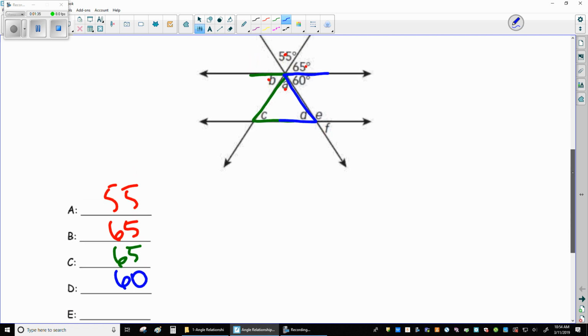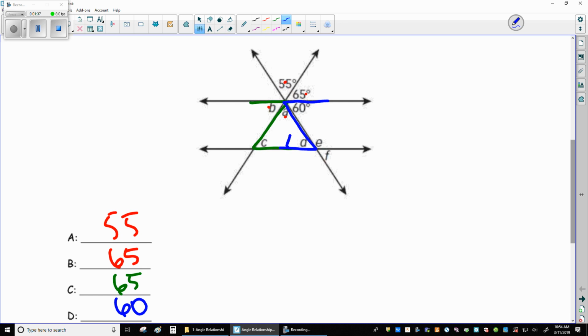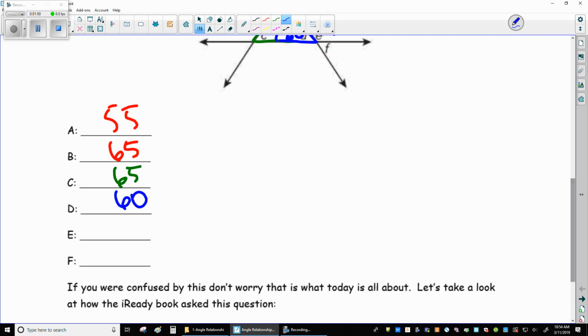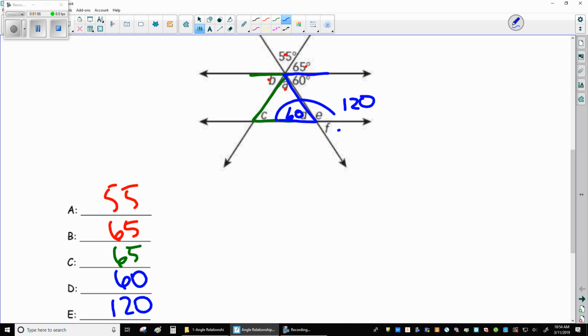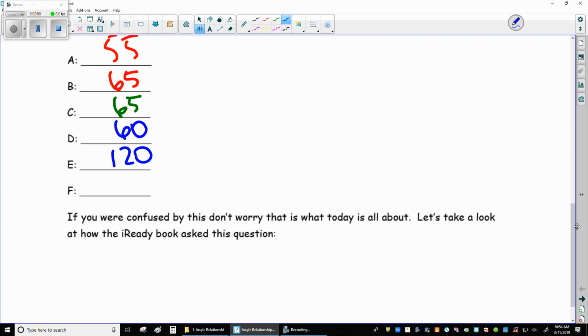And then how about angle E? Well, if angle D is 60, what does that say about D and E? Aren't D and E a straight line? So is that going to be 120? So angle E is 120. Angle F is vertical to D, so that one is 60. And again, that's not the only way that one could have been done. Angle F could have been done a couple different ways.